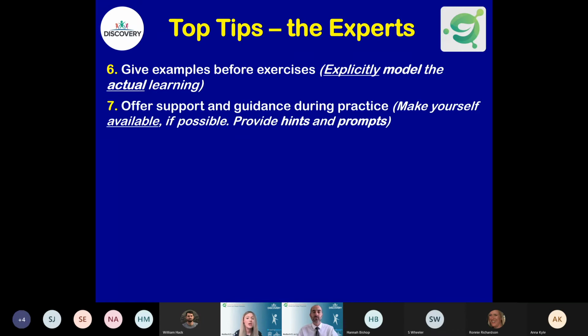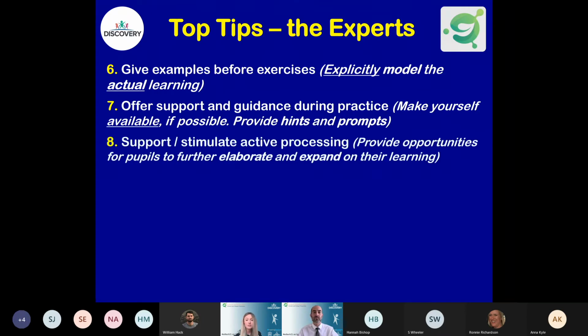Offering support and guidance during practice. So again, making yourself available if possible. We have a help desk function where the children can ask questions. So once they've gone off, I stay on and they can come back on, but also they can ask questions through the help desk, which is fantastic because all the other children have access to that. So they help each other at the same time as well. And there's a girl in my class who basically answered all the questions before I could even get there, which was fantastic. So support and stimulate those active processes, providing opportunities for people to further elaborate and expand on their learning, so giving challenge as well.